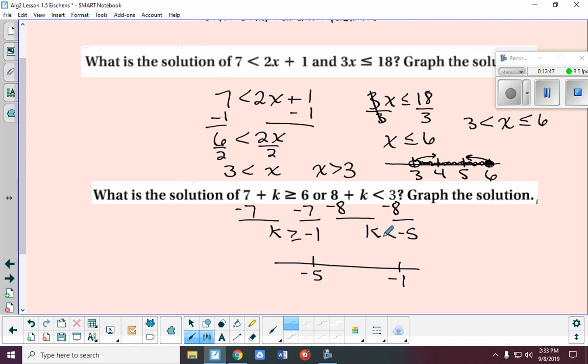So when we look at how that will look on a graph, we have -5 here, -1 here. k is less than -5 would be -5 and everything to the left. It doesn't include -5, so we have an open circle. Or k is greater than or equal to -1. So that's a greater-than OR, so it's everything to the right of that. So greater-than ORs, I think of it as an OR at the end. Your solution would go one direction or the other direction.